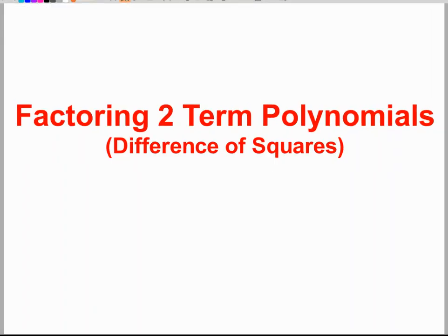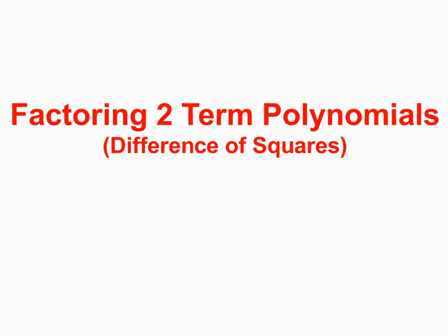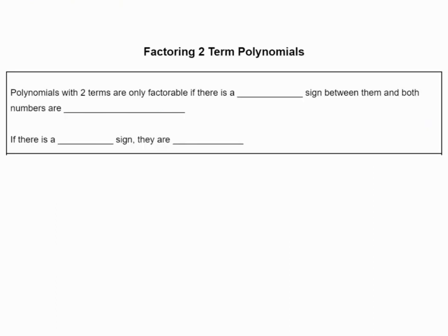For this video, we're going to be discussing factoring two-term polynomials, also known as difference of squares. So, we're talking about a two-term polynomial. We're generally talking about something like x squared minus 9. Something with two terms where one of them is the x squared term and one of them is the constant.